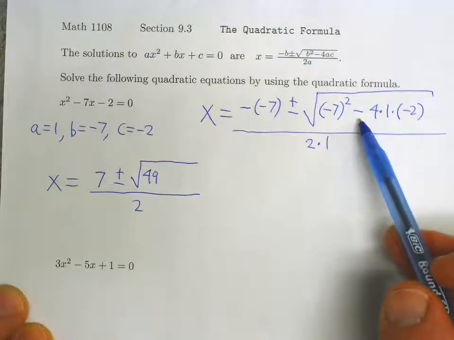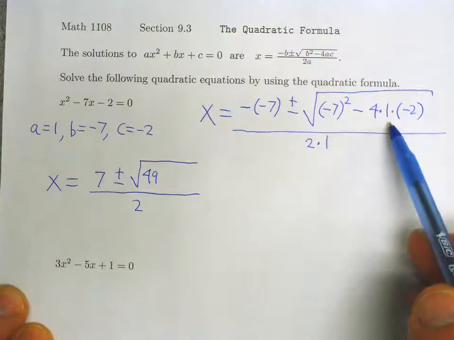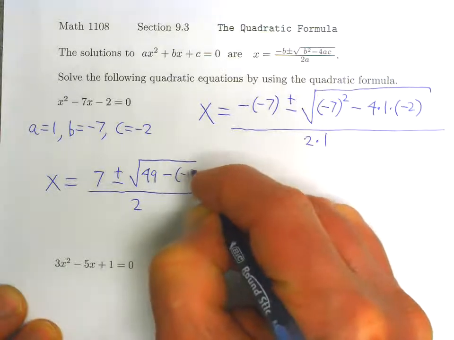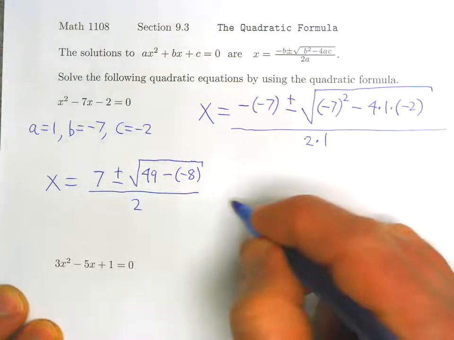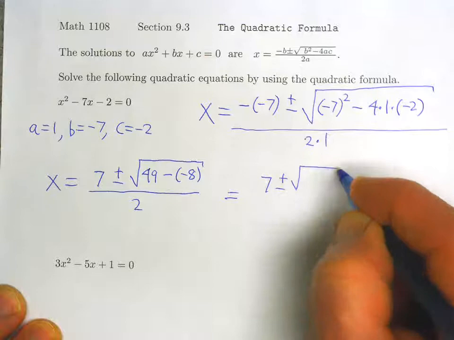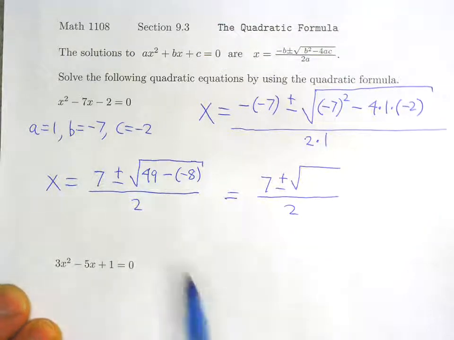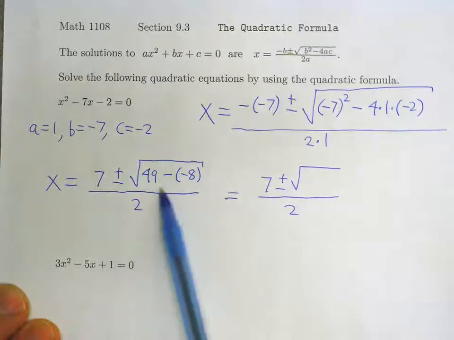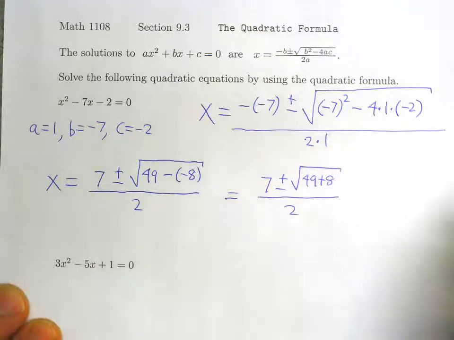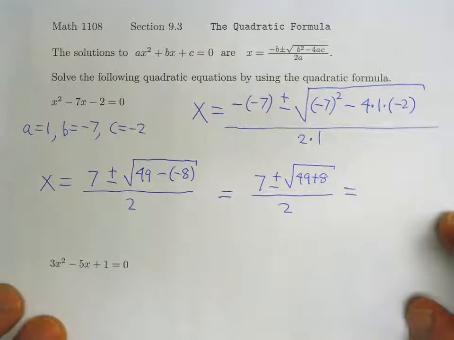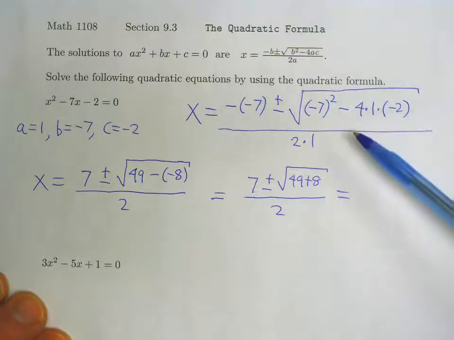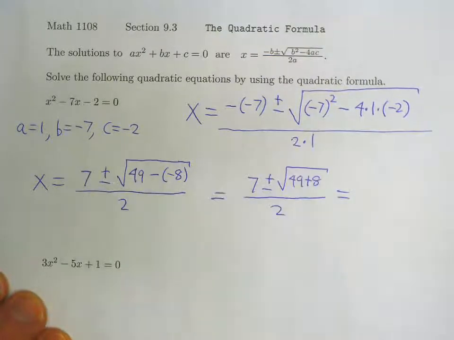So as usual, you have to be careful with subtracting and negatives. So if we subtract 4 times 1 times negative 2, that means we're subtracting negative 8. So we're a couple of steps away from the simplified result. So inside the square root, 49 minus negative 8, that's 49 plus 8. This is a little more detail than is necessary, but if you have a habit of dropping negatives or miscomputing subtracting of negatives, then more detail is probably helpful.